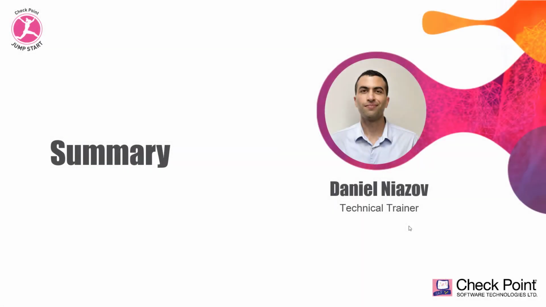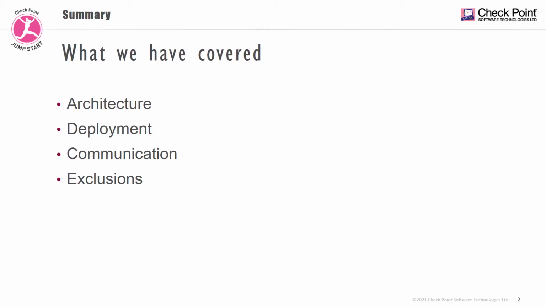In this module, we will do a quick summary of everything that we've talked about. During the series, we've discussed the four core elements of the training: architecture, deployment, communication, and exclusions.